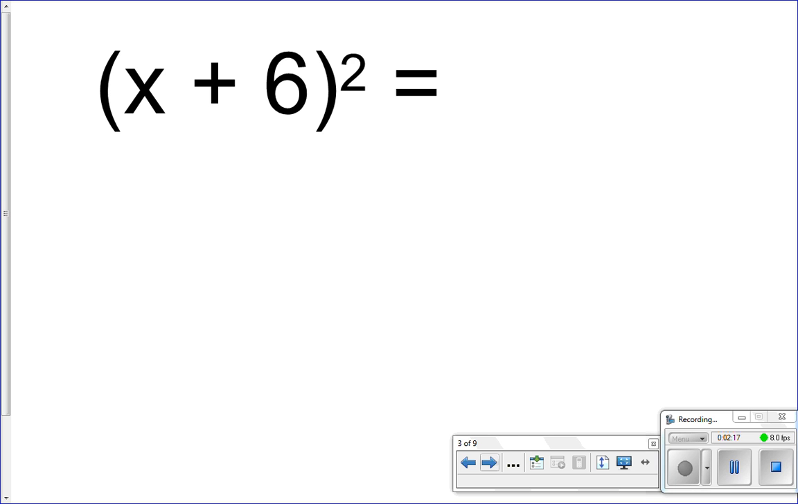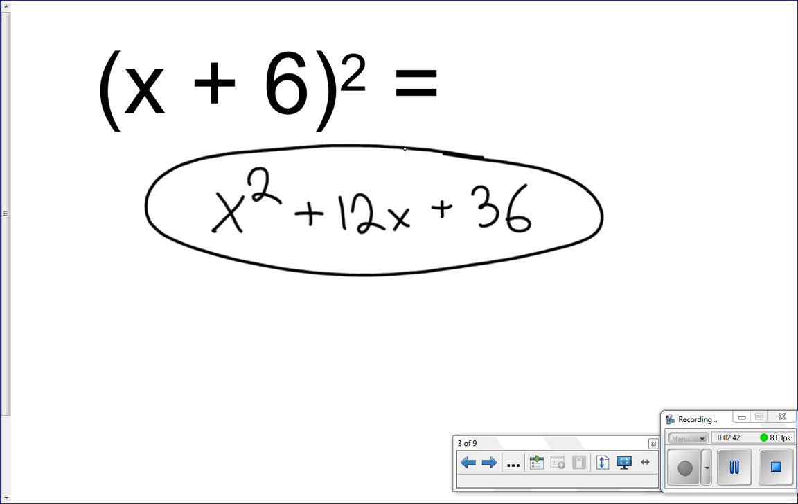Try this one. If you did this, you'd get x squared plus 2 times a times b, so 2 times 6 times x, so it's 12x, plus b squared or plus 6 squared, which is 36.